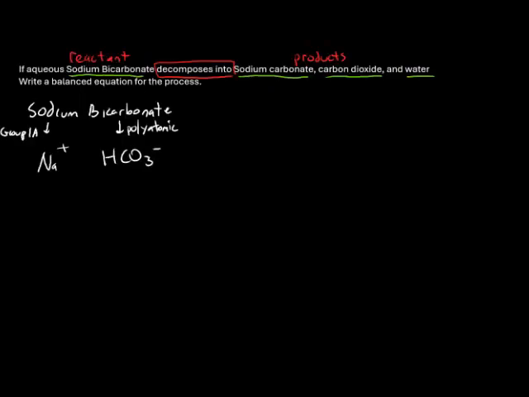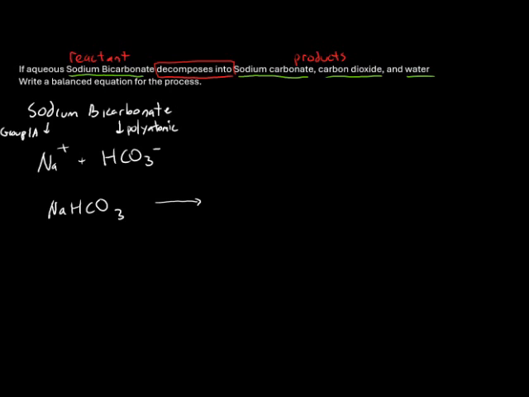When we combine the Na plus with HCO3 negative, we can see that their charges are both equal but opposite. Therefore, we can combine them together and make the compound NaHCO3. This takes care of our only reactant. Now we'll draw the yield symbol and deal with the other compounds.